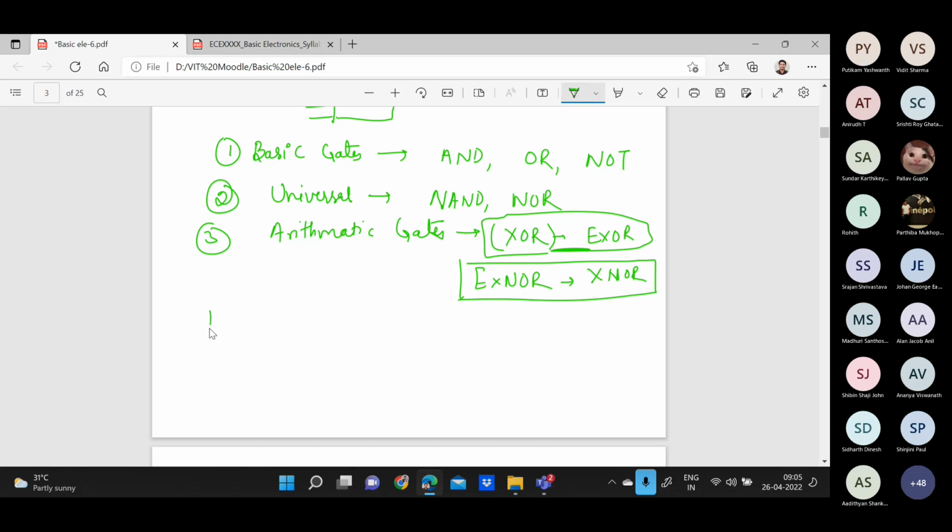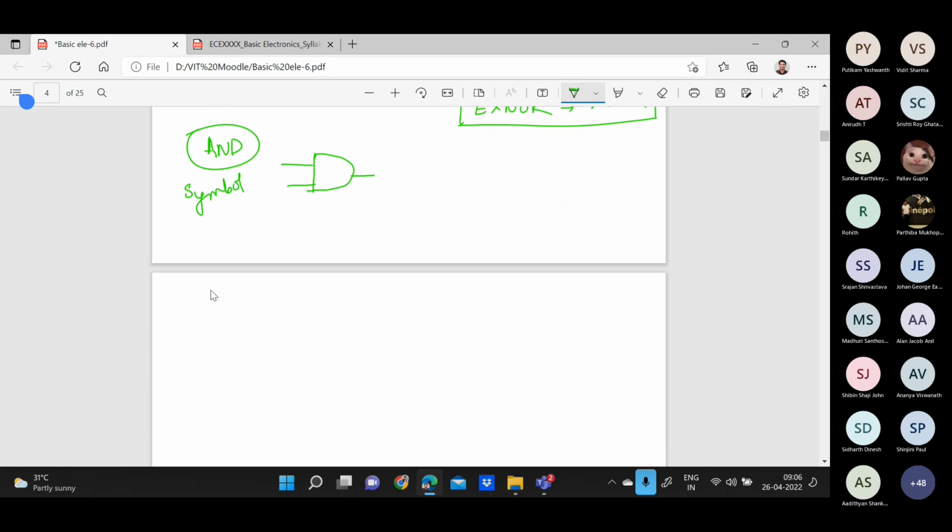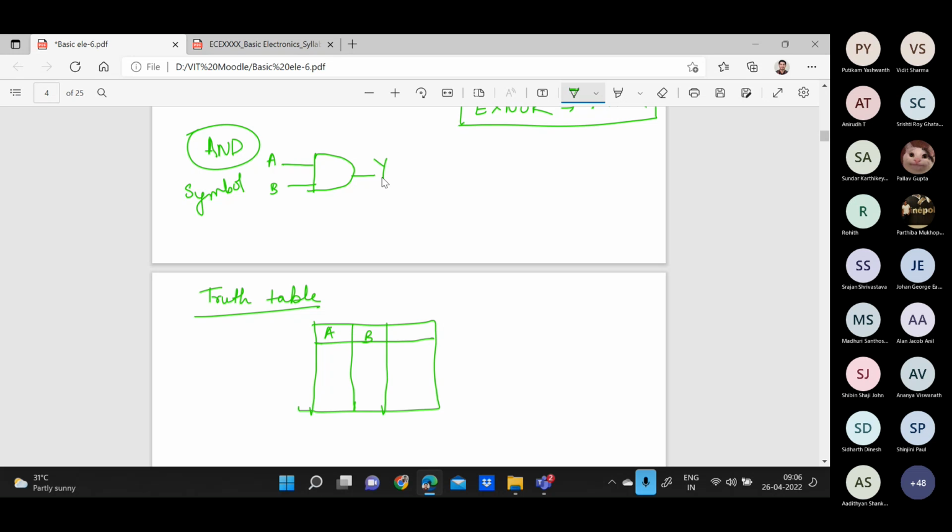Here we have an AND gate. The AND gate symbol that we will use is this one. If I'm asked to write about the AND gate, the first thing is its symbol. The second thing is its truth table. What's the meaning of truth table? A truth table tells us the combination of inputs and output. For example, A and B are the inputs, and Y is our output.